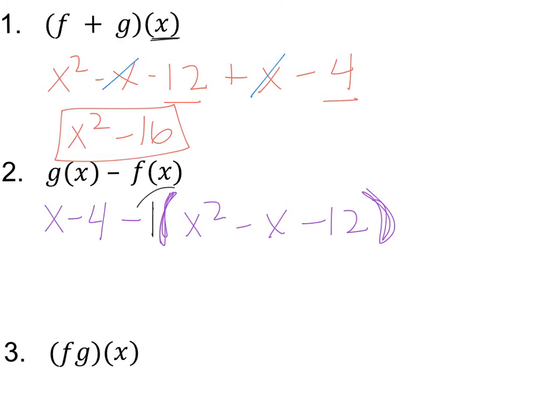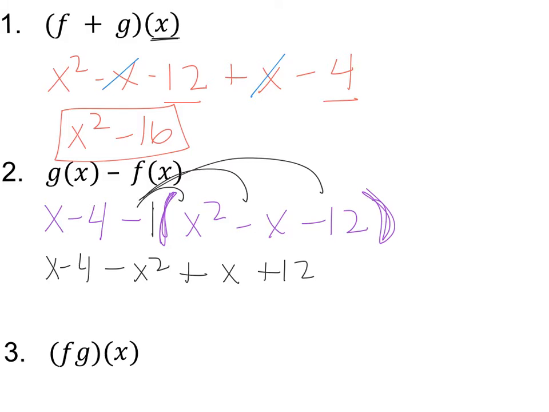This is like a negative 1 out in front, so you multiply that negative 1 in. Of x minus 4, this becomes a negative x squared. This becomes a positive x because a negative 1 times negative 1 is positive, and negative 1 times negative 12 will give you a positive 12. Again, my like terms here are these two and these two. So I have a negative x squared. X plus x will give me 2x, and negative 4 plus 12 will give me a positive 8. And that's my final answer.